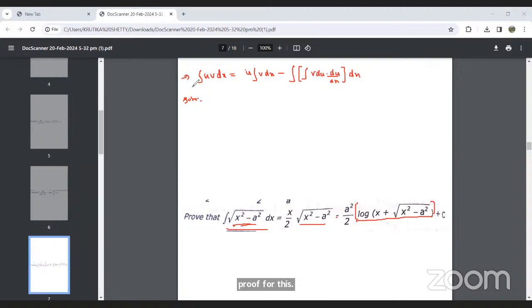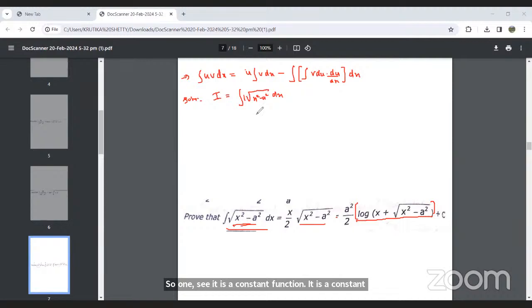Okay. So first what we will do is consider this given LHS as I. So I is equal to integral of root of x square minus a square dx. Now see here, only one term is involved. So another term I will consider as 1. It is a constant function. 1 is a constant function.